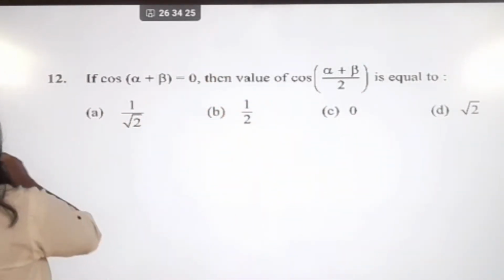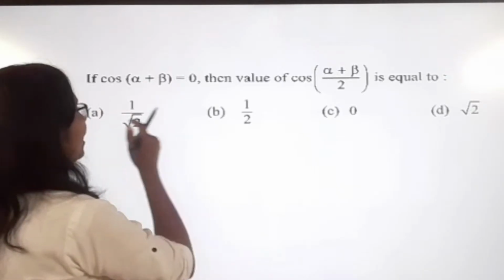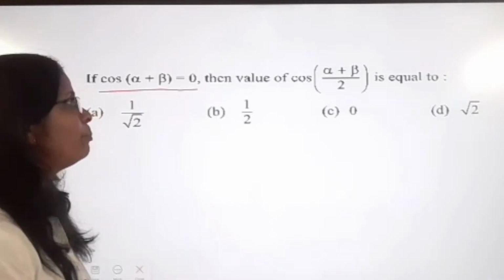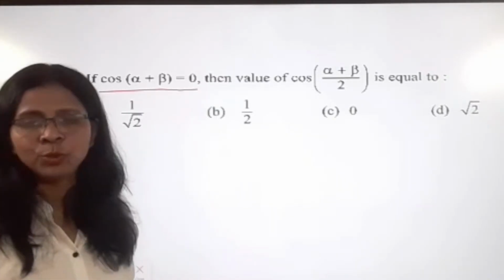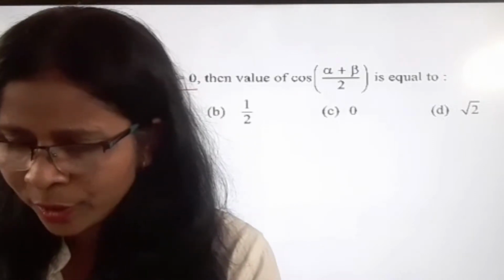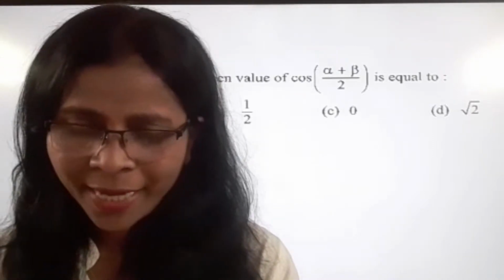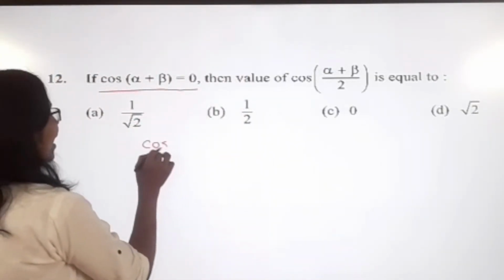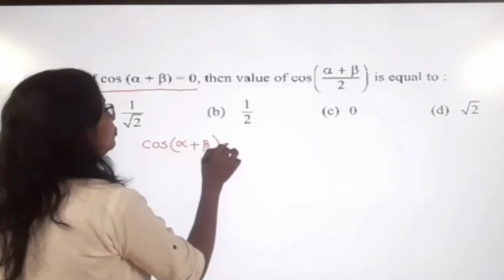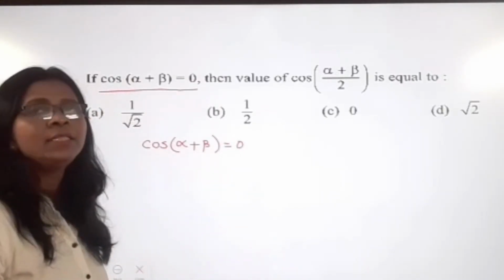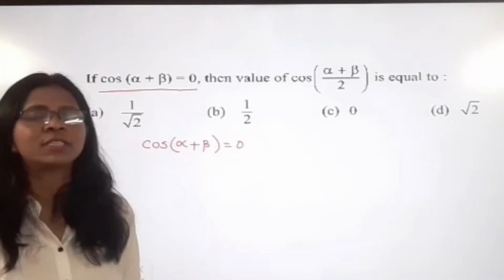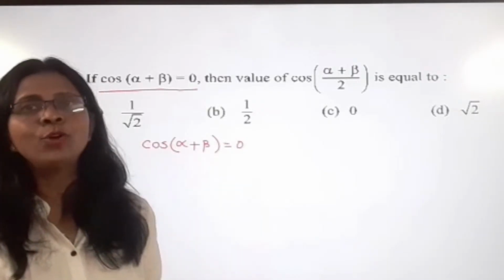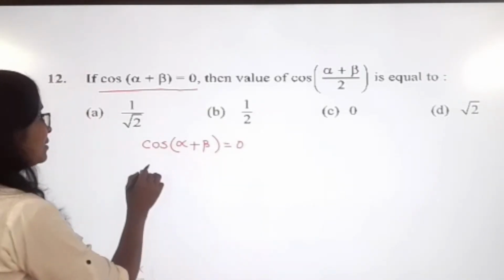Next one is that if cos(alpha plus beta) is equal to 0, then what is the value of cos((alpha plus beta)/2)? In such a case, we have to find the formula. We know that cos(alpha plus beta) is equal to 0. Now which angle has a cos value of 0? That will be 90 degrees.